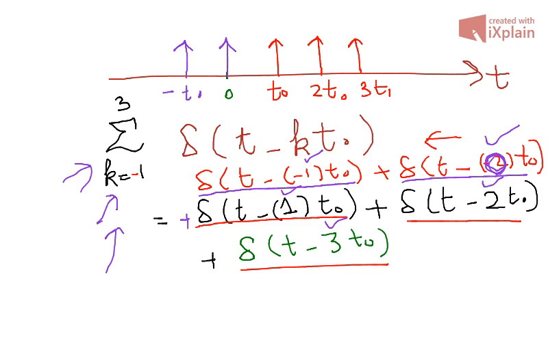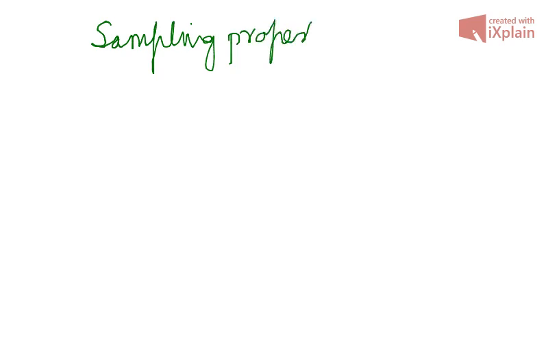Let's see how this unit impulse function samples the signal, because I told you that we would learn the sampling property of the unit impulse. So how does it sample the signal? Suppose you have a signal x of t.